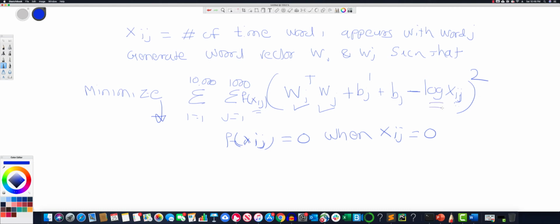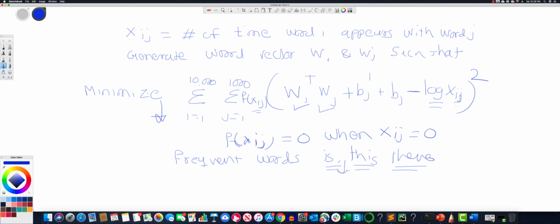This whole equation becomes 0. Also, for frequent words like is, this, there, this xij doesn't have any real meaning. These are just there to satisfy the grammar. So the f of xij, the weight, is very small, so that the importance of these words is reduced.